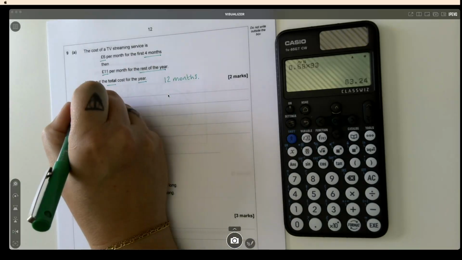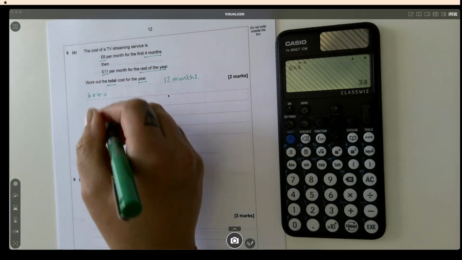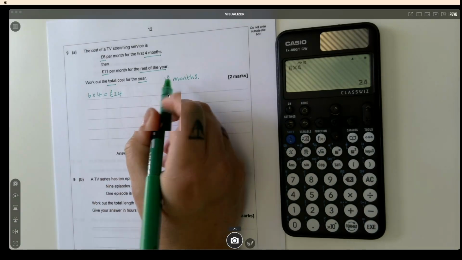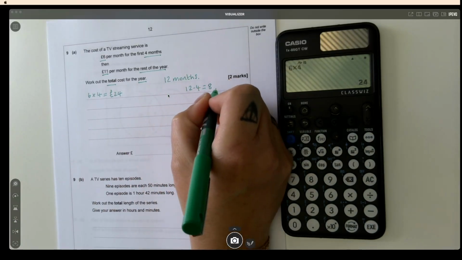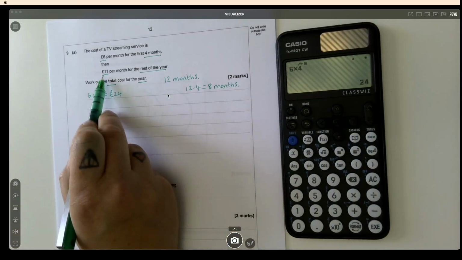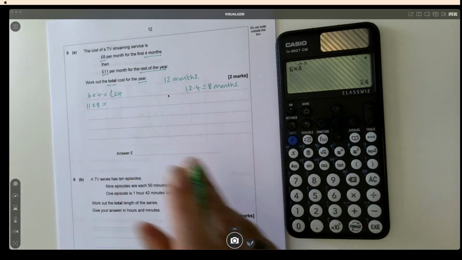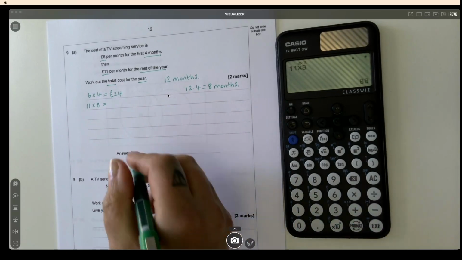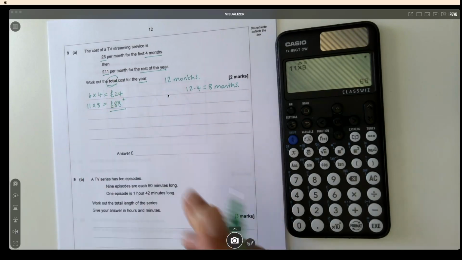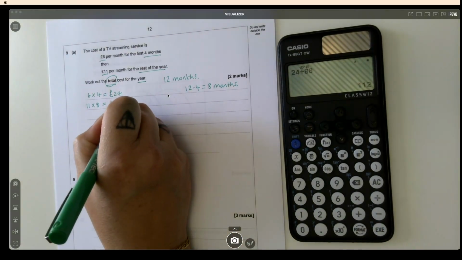So for the first 4 months, they're paying £6. So 6 times 4 means £24 for the first 4 months. Now, 12 take away 4 tells us that there are 8 months left to pay for. So for those remaining months, they're paying the £11 a month fee. So we're doing 11 times 8, which is £88. And it wants the total cost. So we're going to add those two amounts together. And the total cost is £112.